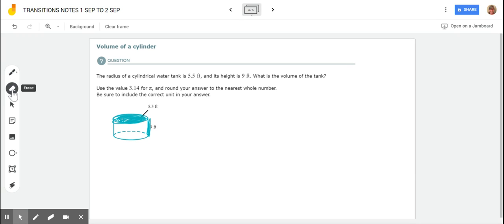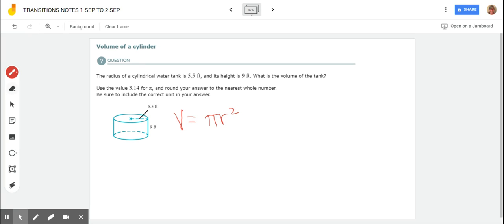So let me go ahead and erase what I just did. I want you to see that. Okay, so here we go. What I mean to say is this is as if you were stacking a bunch of coins. So we take the area of the coin and multiply it by the height. The volume is going to be pi r squared, because that's the area of this.